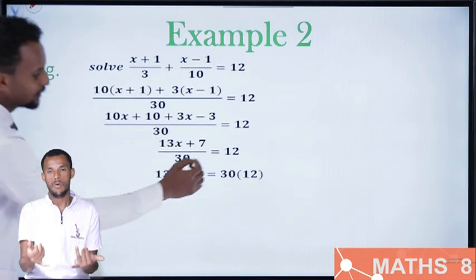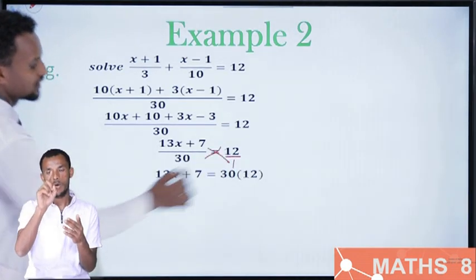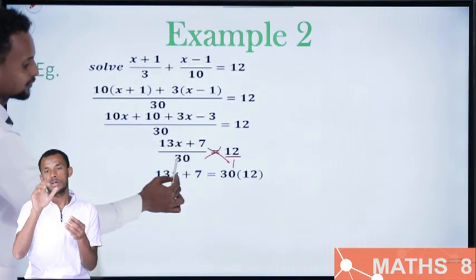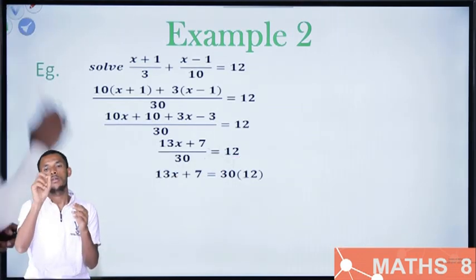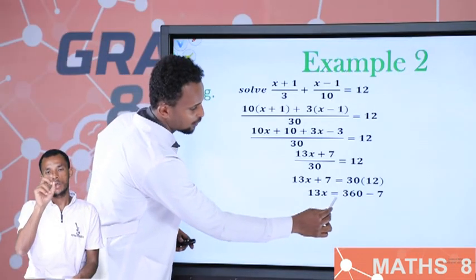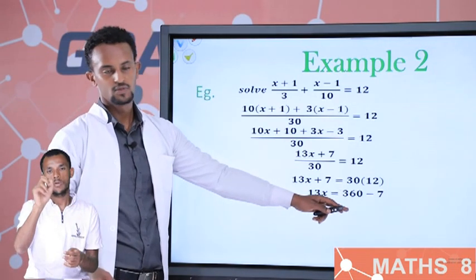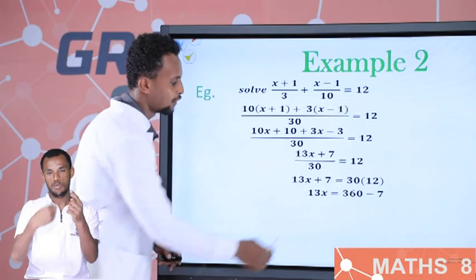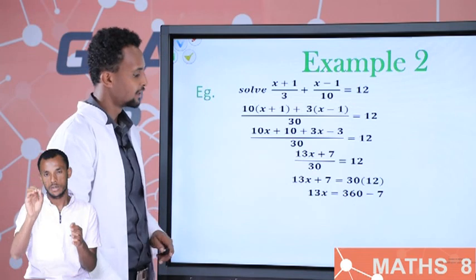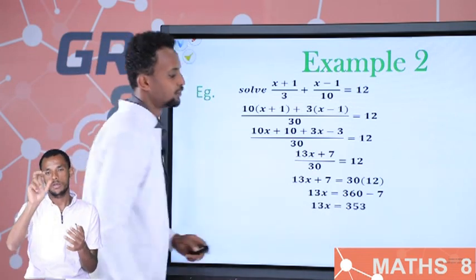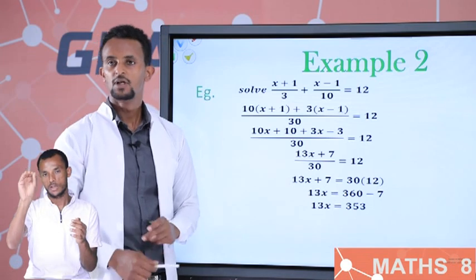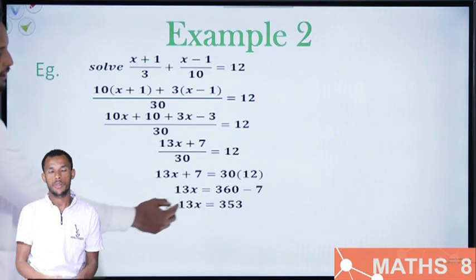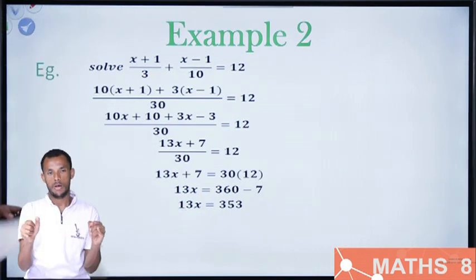Now, let's multiply it over 1, then crisscross it. That means 1 times 13x plus 7 is equal to 30 times 12. So, 13x plus 7 is equal to 30 times 12, that is 360. After the equality sign, it changed from positive to negative. Therefore, 13x is equal to 360 minus 7, which is equal to 353.